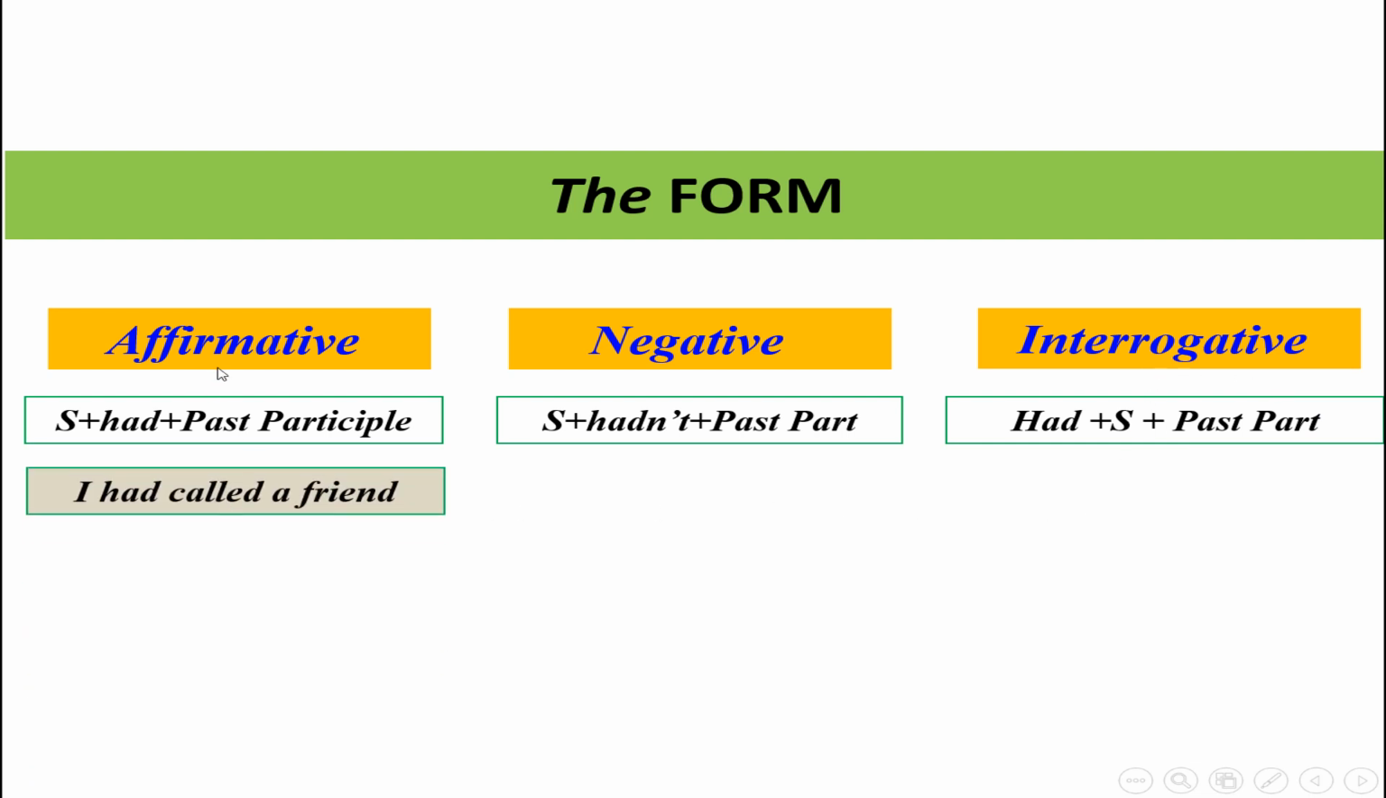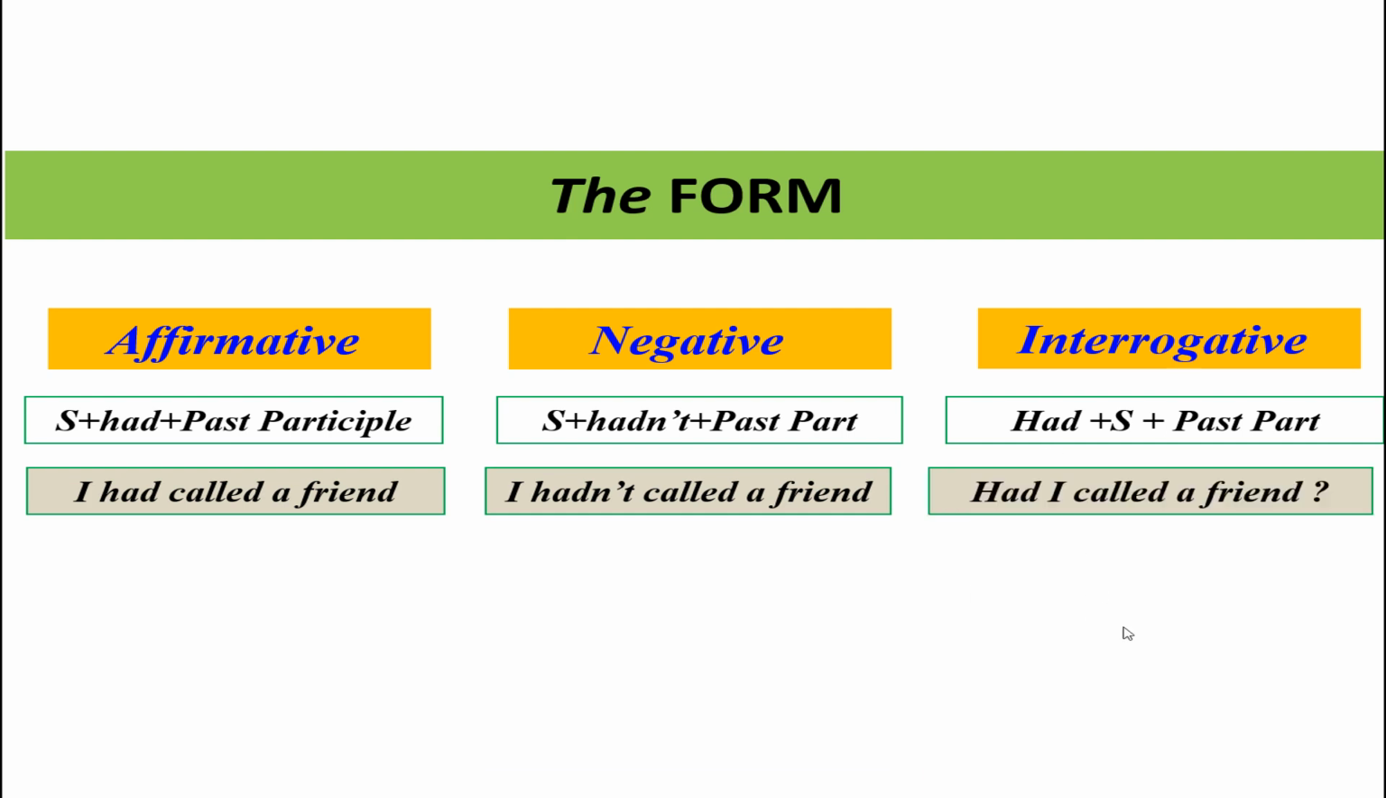Example, in the affirmative we have: I had called a friend. If we want to make this example negative, we can say, yes, the subject is I and hadn't plus the verb: called a friend. So: I hadn't called a friend. Then we can have: Had I called a friend?